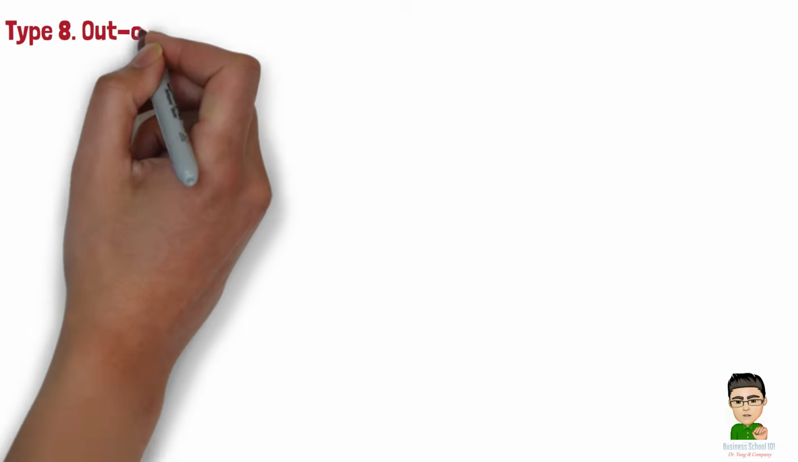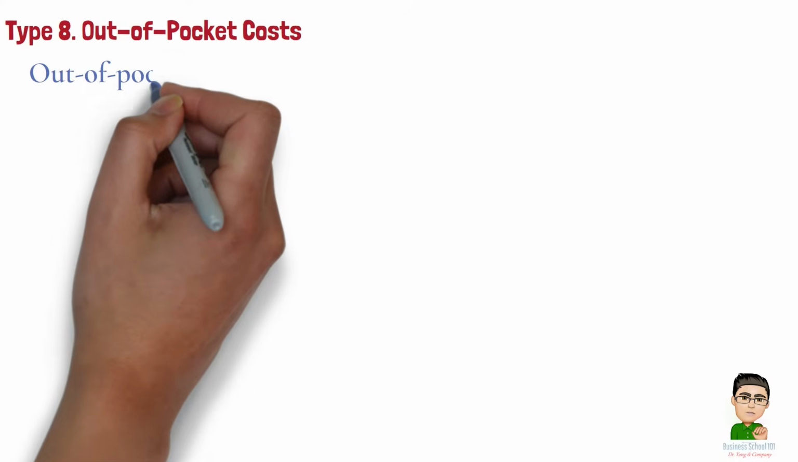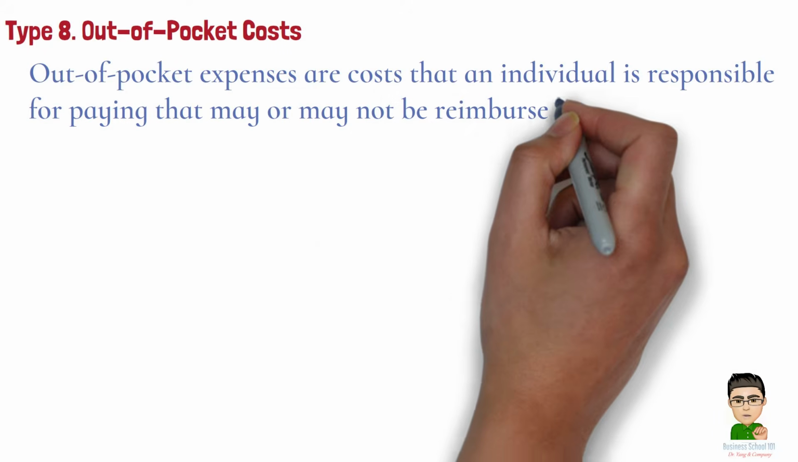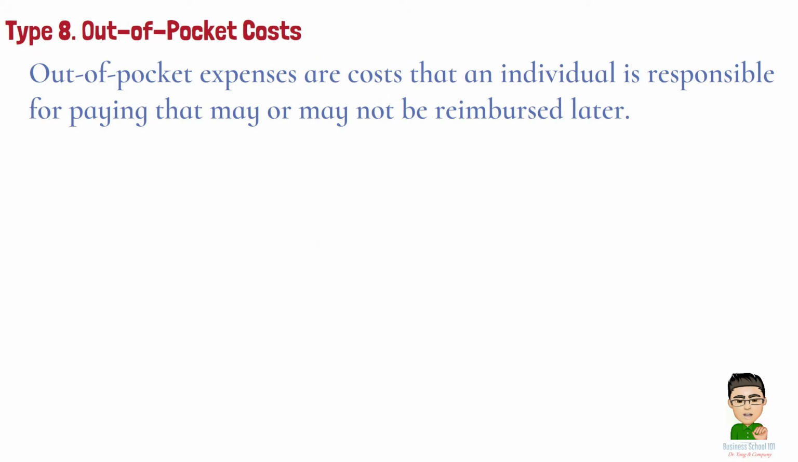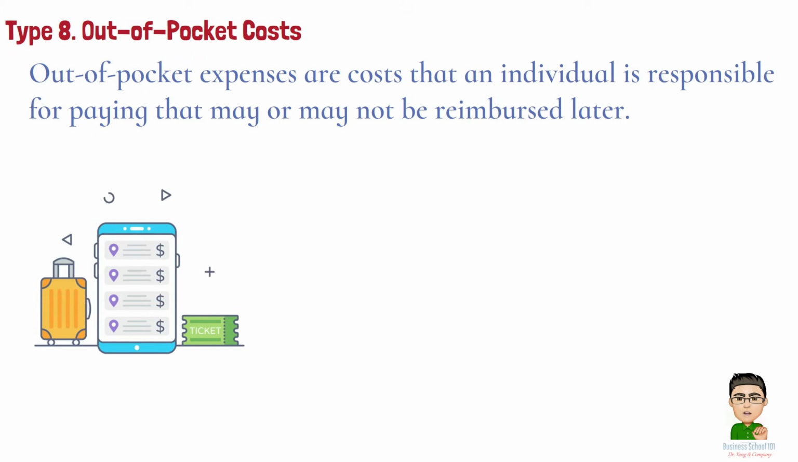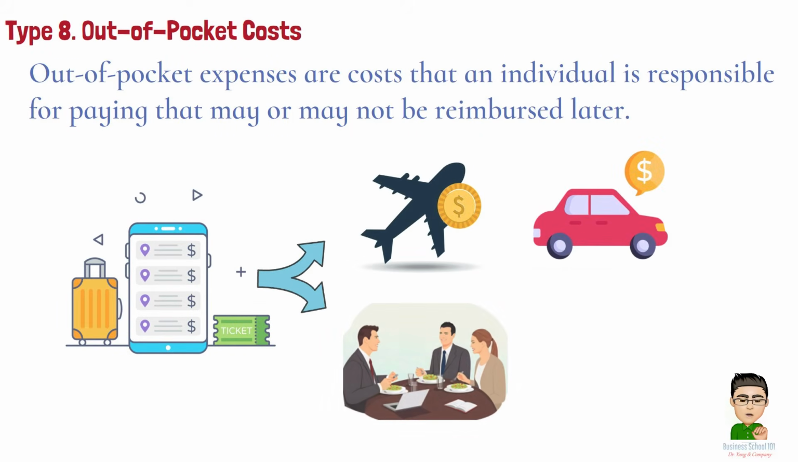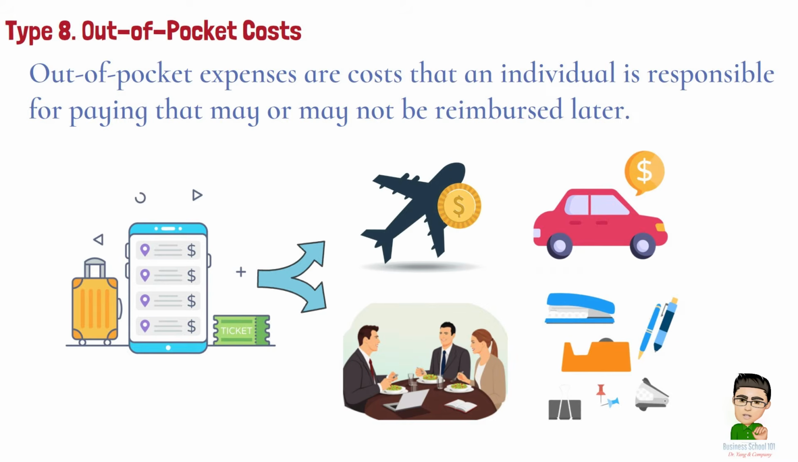Type 8. Out-of-pocket costs. Out-of-pocket expenses are costs that an individual is responsible for paying that may or may not be reimbursed later. The term is most often used to describe an employee's work-related expenses that the company later reimburses. For example, employees frequently cover their own business-related travel costs, which may include airfare, car rentals, meals, and necessary work supplies. Employers typically reimburse these out-of-pocket costs through an approved company process.